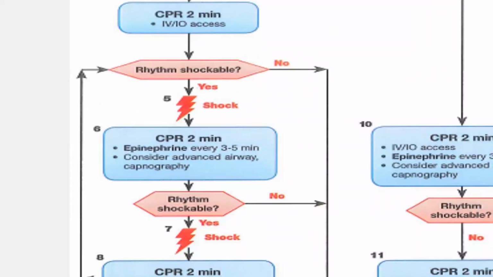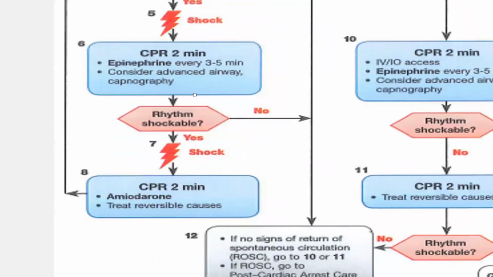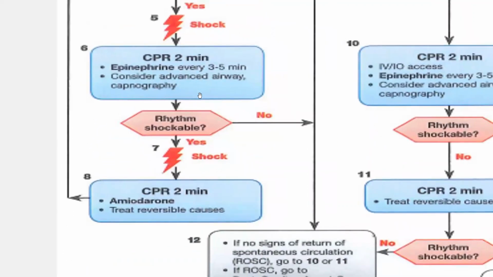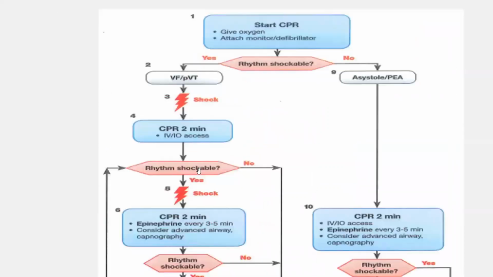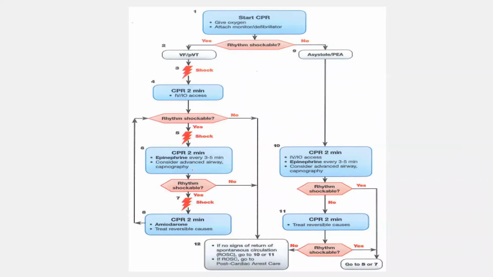at which time we are going to consider the administration of epinephrine. And epinephrine is usually given every 3 to 5 minutes. It is also the right time to consider advanced airway as well as capnography. And then again, we defibrillate the patient. And if the rhythm persists, then we now give amiodarone. So these are the actions that you would have to take in the event that there is ventricular fibrillation.